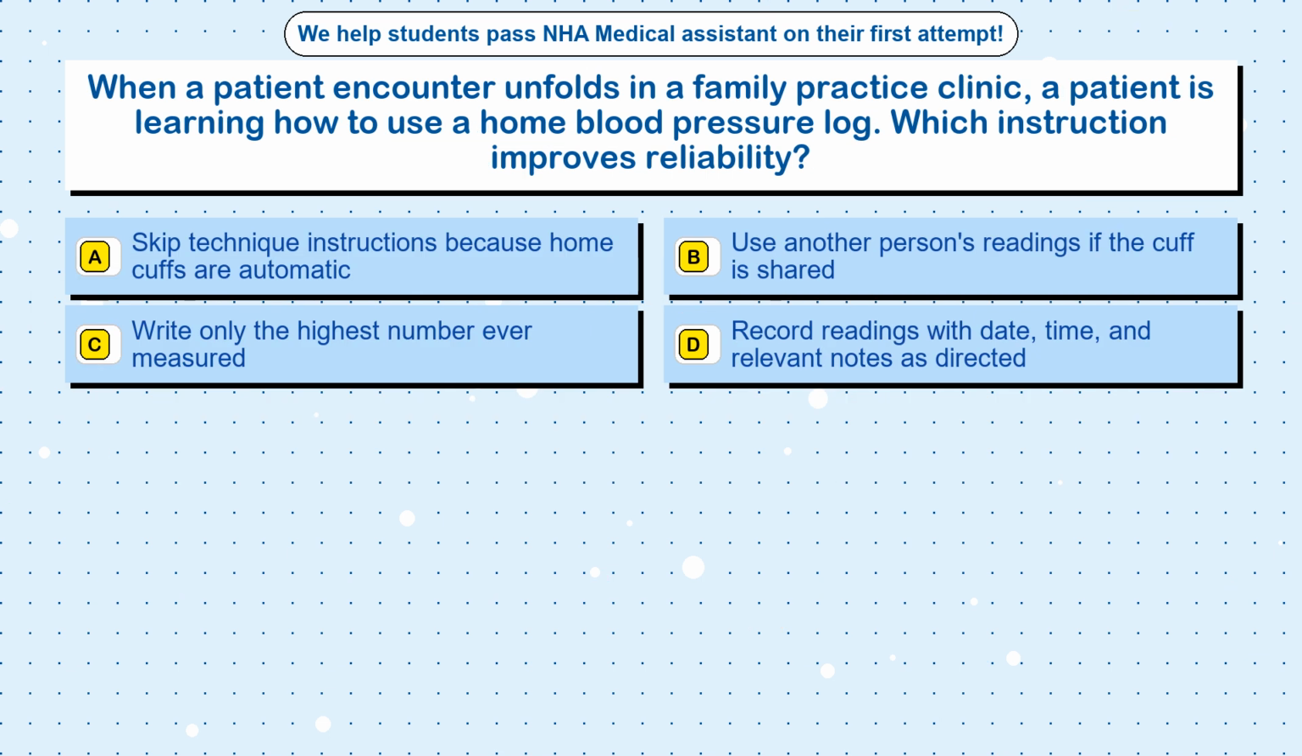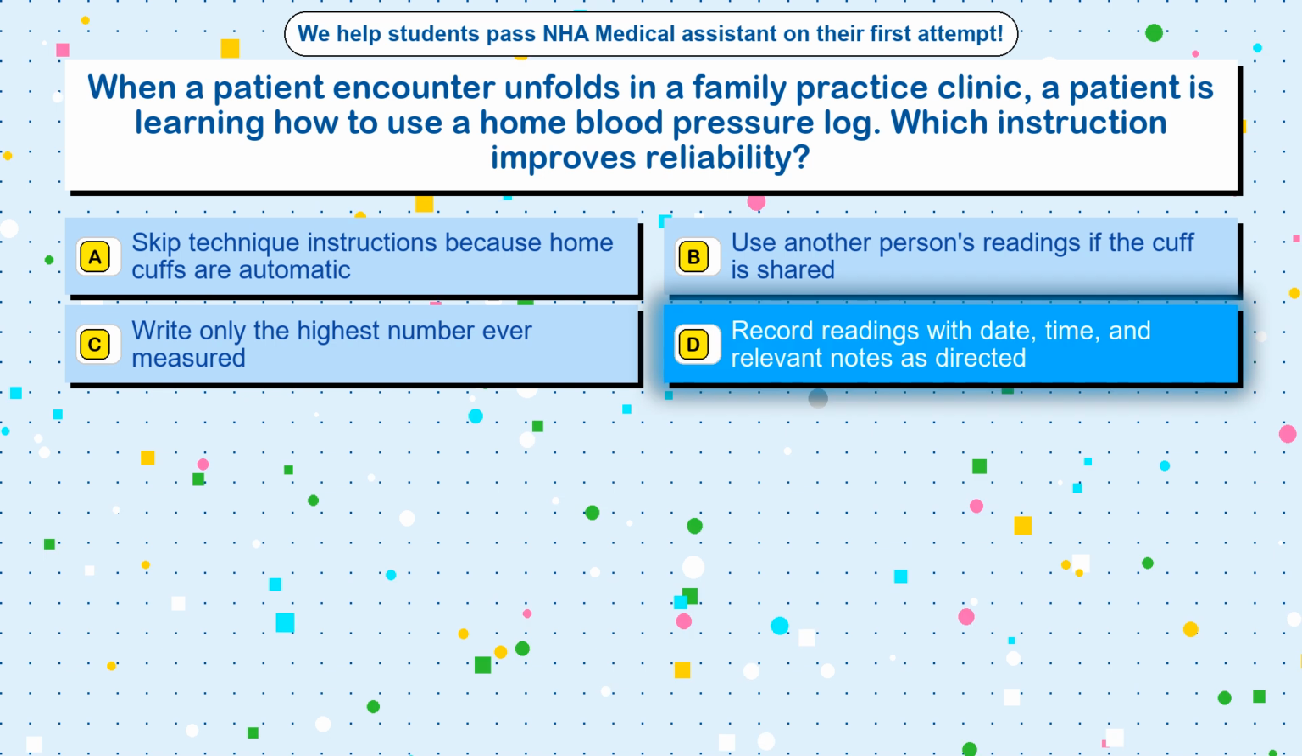Question 44. When a patient encounter unfolds in a family practice clinic, a patient is learning how to use a home blood pressure log. Which instruction improves reliability? Option A. Skip technique instructions because home cuffs are automatic. Option B. Use another person's readings if the cuff is shared. Option C. Write only the highest number ever measured. Option D. Record readings with date, time, and relevant notes as directed. The correct answer is option D. Record readings with date, time, and relevant notes as directed.